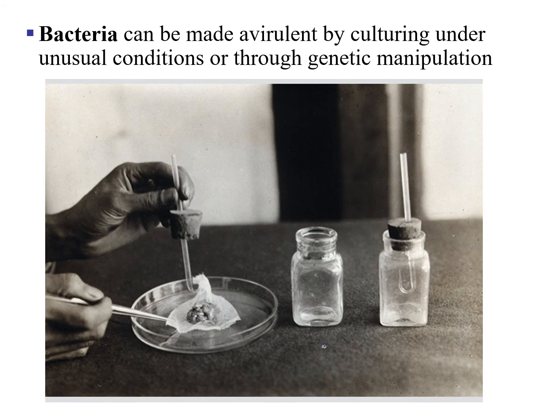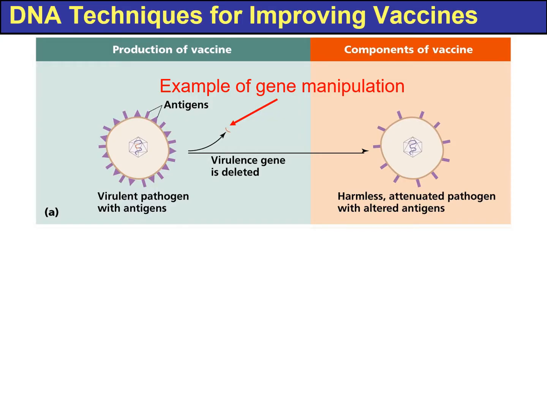Bacteria can be made avirulent by culturing under unusual conditions or through genetic manipulation. One type of genetic manipulation is removing a gene that causes virulence. In this picture, we are removing the gene that causes virulence, and now to the far right we have a harmless attenuated live pathogen.